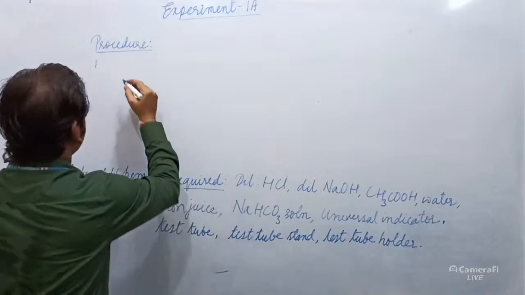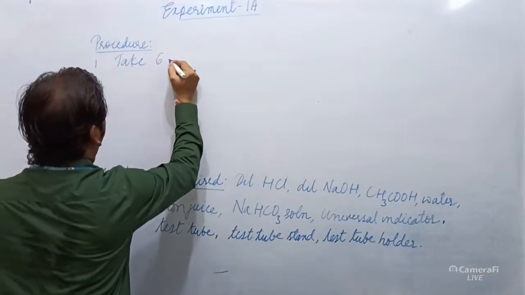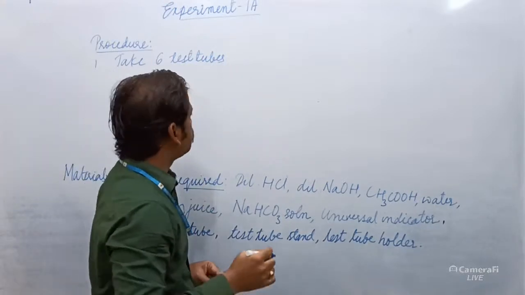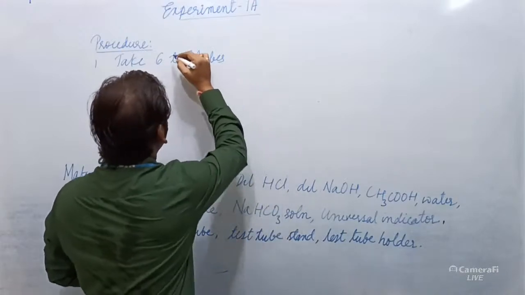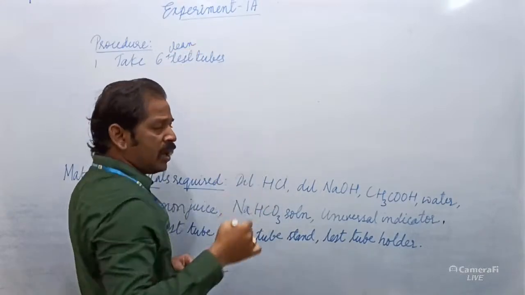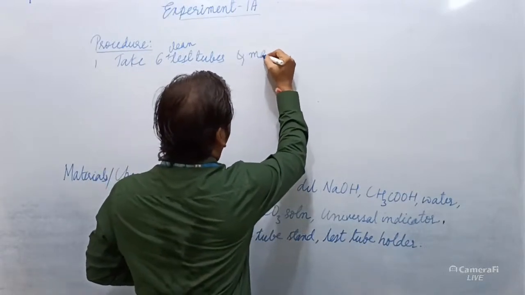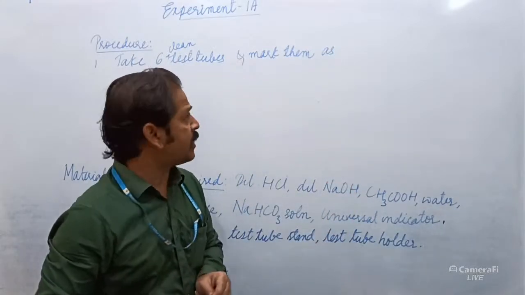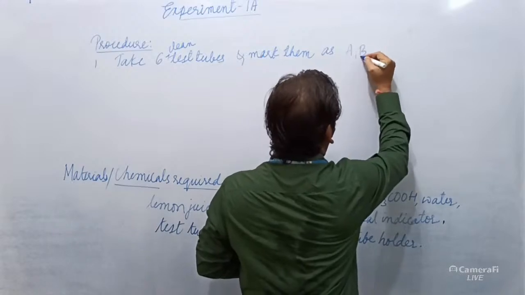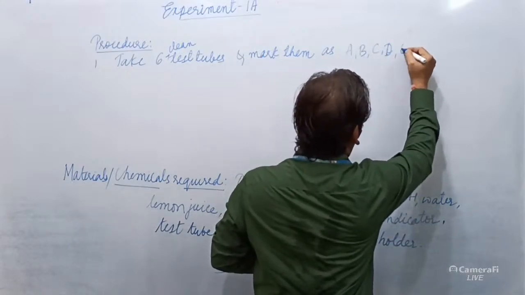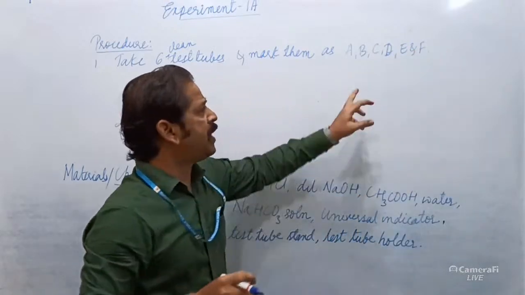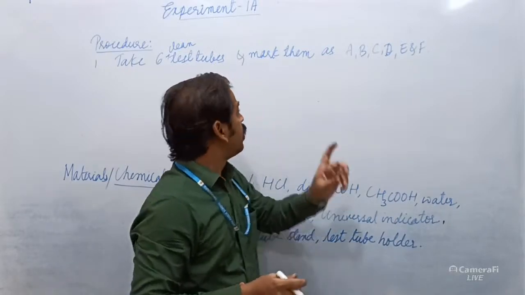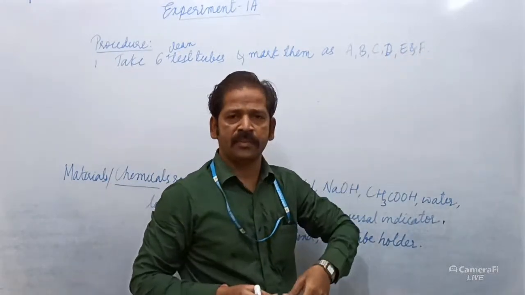Point number 1. Take 6 clean test tubes and mark them as A, B, C, D, E and F, with the help of a permanent marker.